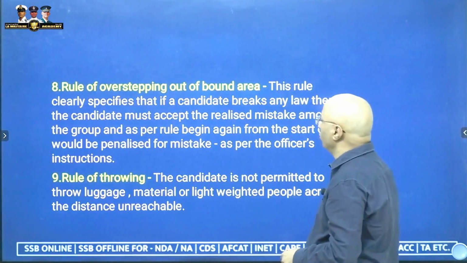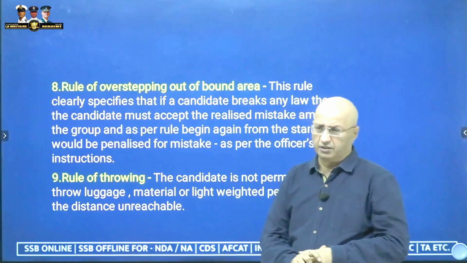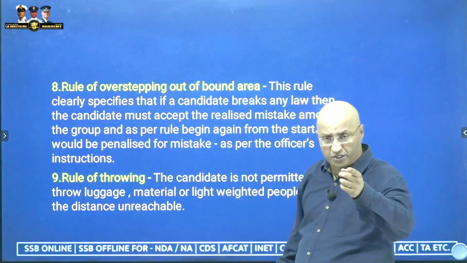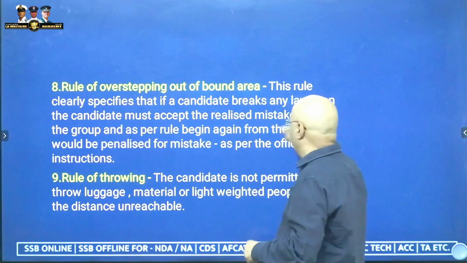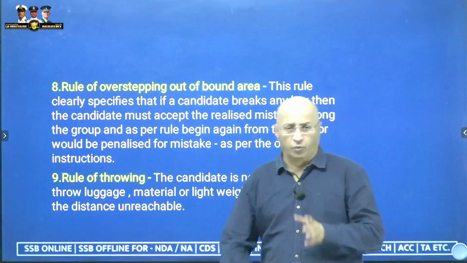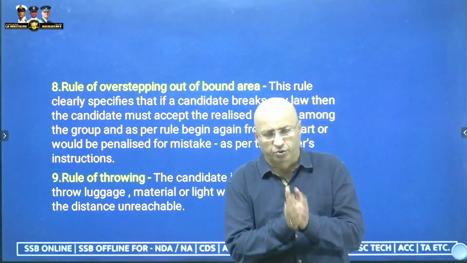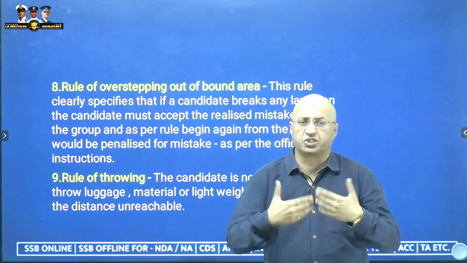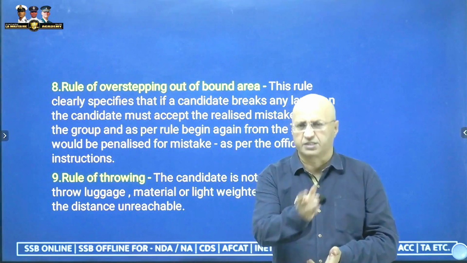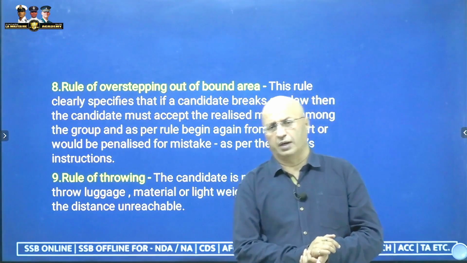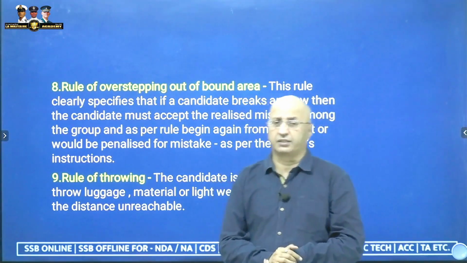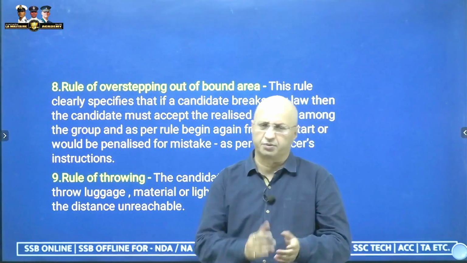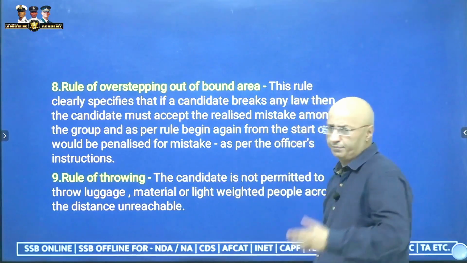Now we come down to the rule of overstepping out of bound area. If you overstep, then the GTO says the candidate must accept the mistake that he has done and thereafter begin from the starting. Now why is this rule said? This rule is only to identify your honesty, your courage to accept your mistake publicly. Of course it's a silly mistake, but having the guts to accept and thereafter correct is a very, very strong personality. So if you make a mistake and you accept it, it's going to go fine. So if you have stepped over, say that.